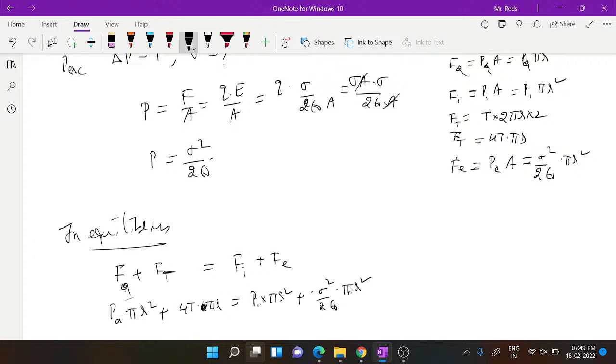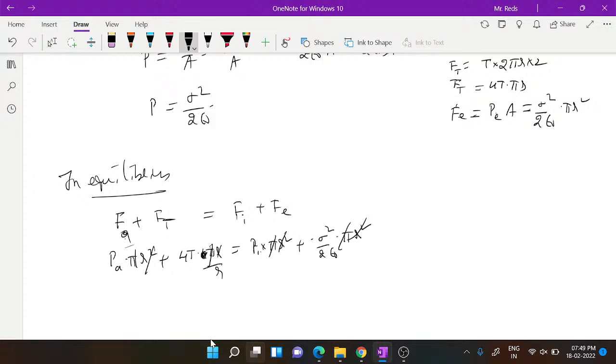Here in all expressions, pi is common, so you can remove pi. And r square is there everywhere except here. So if you remove these r squares, one r goes here, and one r comes in the denominator. If you divide by r, r square will go off, then r will come here. Then you can write the excess pressure as nothing but Pi minus PA. If you bring it here, only PA will be here: PA minus Pi is the excess pressure.